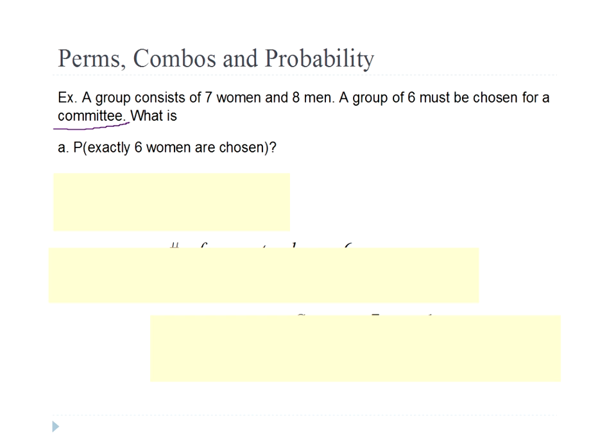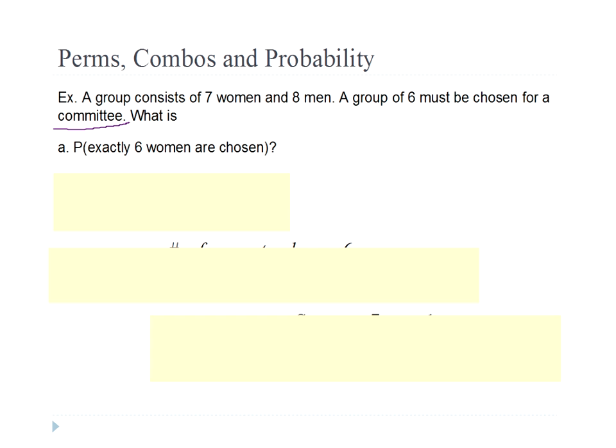Okay, so we're looking at what's the probability that exactly 6 women are chosen. So I'm picturing 15 people, 7 women and 8 men, in this room. I walk in and say, here are the numbers that I randomly picked. Seat number 2, seat number 4, seat number 7. Whatever. The people in those seats are going to be on the committee. So what's the probability that exactly 6 women are chosen?